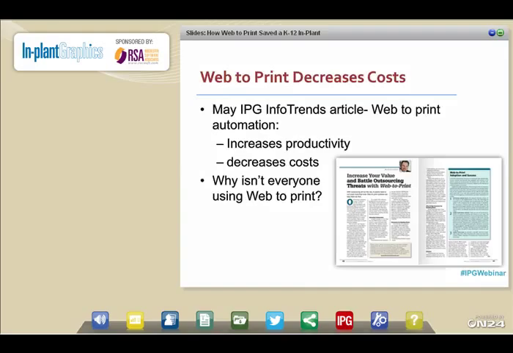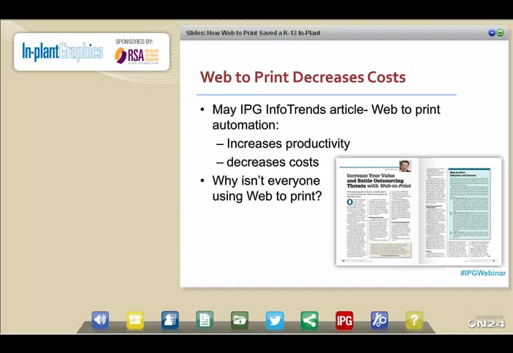So it will increase your productivity and at the same time bring thousands of dollars in savings to your parent organization, which will sure make your implant look good. So why isn't everyone using web-to-print? InfoTrends estimates that 46% of companies have adopted web-to-print. Implant graphics surveys show that 65% of implants have online ordering capabilities of some sort, but that still leaves a lot of implants without web-to-print, and the fact that you're here with us today might mean that you're one of them.